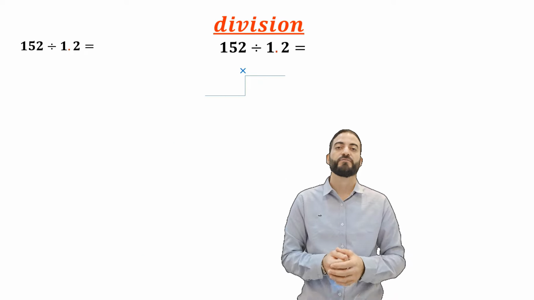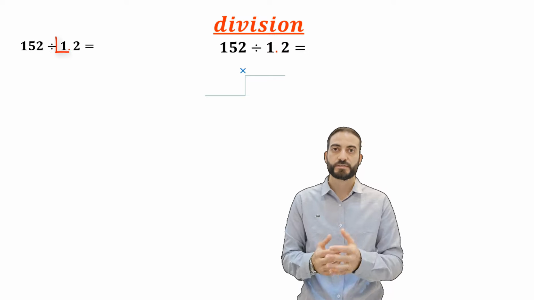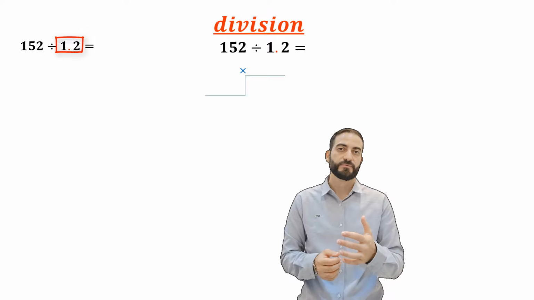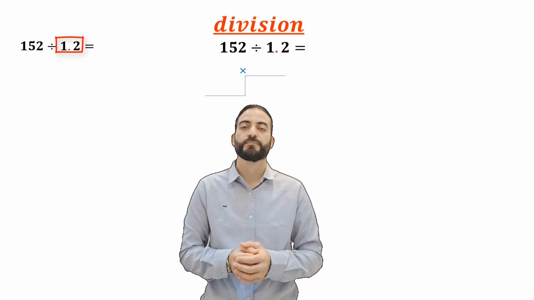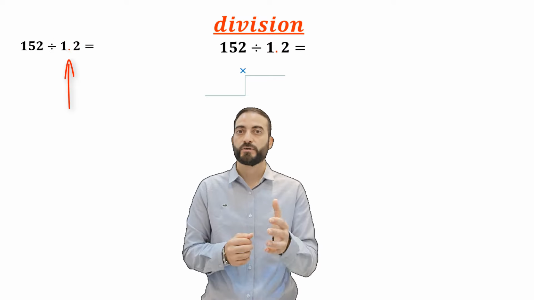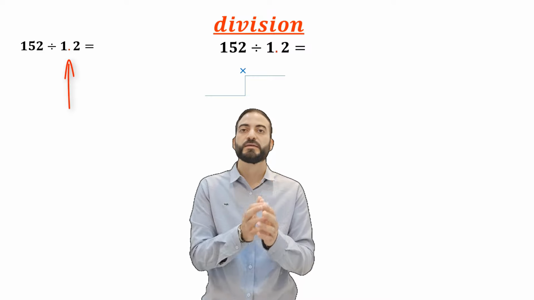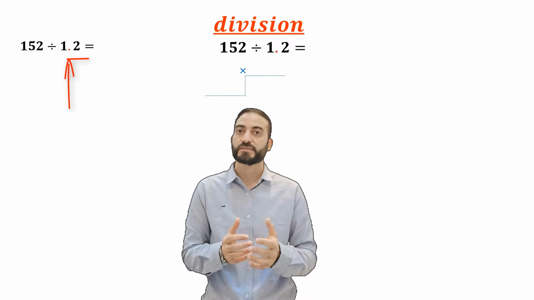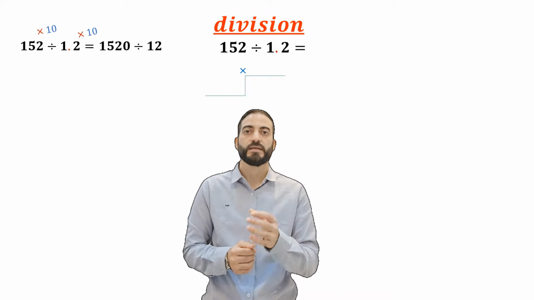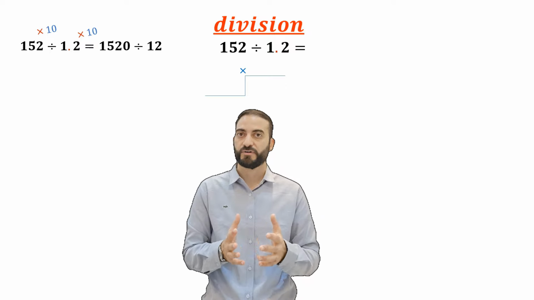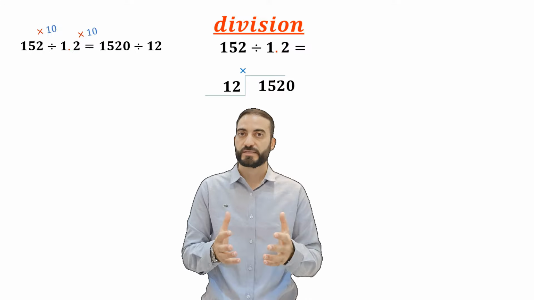Now we move here. We have 152 divided by 1.2. Because there is a point in the divisor, meaning that the divisor is a decimal number, we must remove the point from the divisor using multiplication. Because the point is here, in order to remove it, we must always go to the right. So we notice that there is one number here. This means that we must multiply by 10 only. So the process becomes like this. As we notice, the divisor has become without a point. Now we can start the process using these numbers.